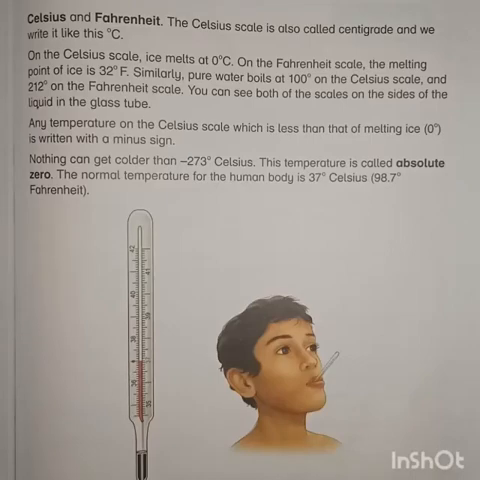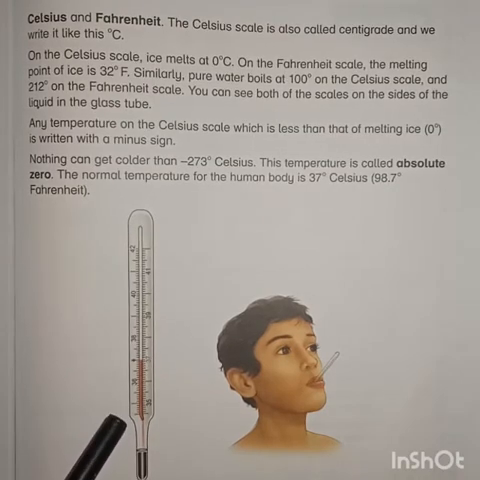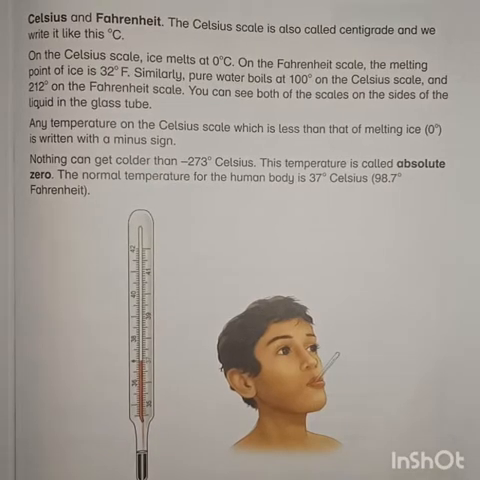There are markings along the sides of the glass tube of the thermometer, and these markings are called a scale. You can see these are markings, and this is called a scale. Temperature is measured by reading these marks, and one mark is equal to 1 degree. There are two units that are used to measure temperature. First one is Celsius and second one is Fahrenheit. The Celsius scale is also called the centigrade scale.